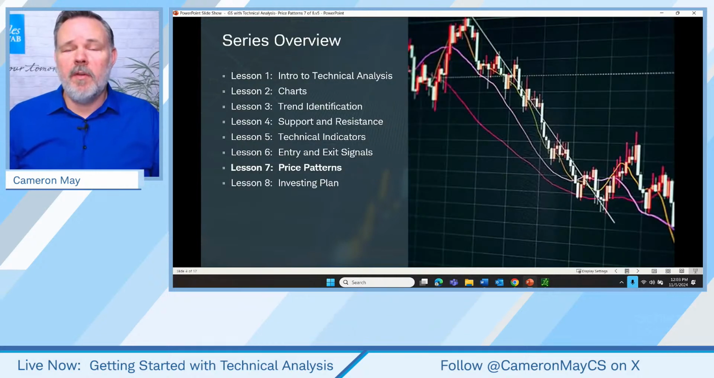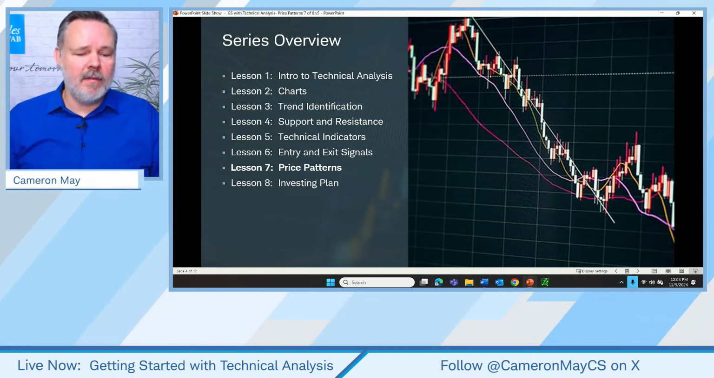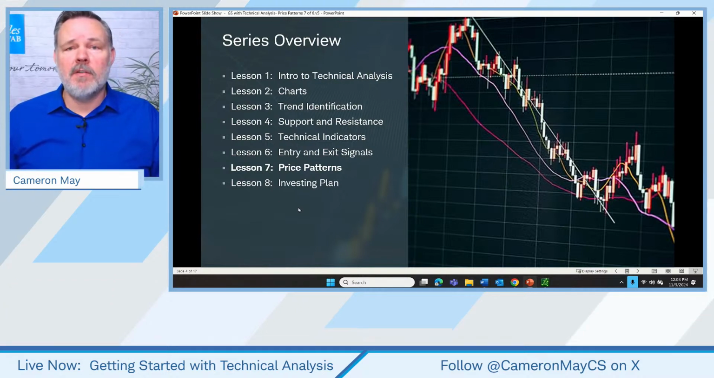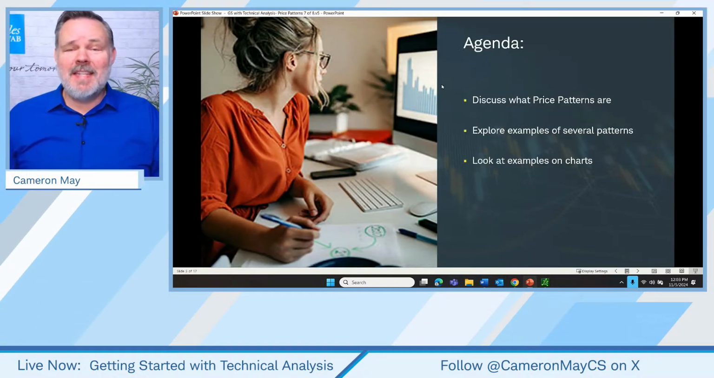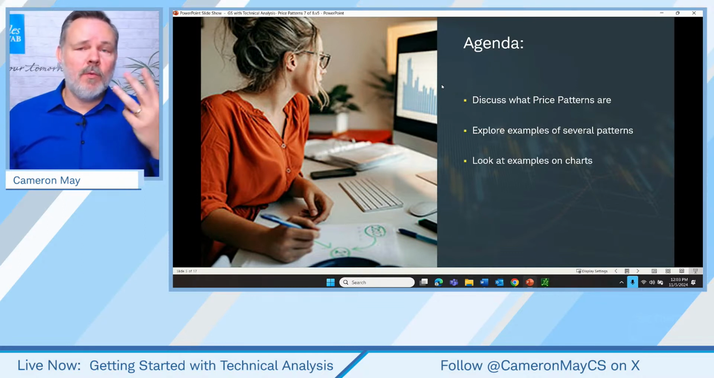So here's where we've been over the last 7 weeks in this 8-lesson series. Started off with just a basic introduction to technical analysis, worked through the first 6 lessons, bringing us today to that discussion of price patterns. We're going to wrap it up next time with building an investing plan, a set of rules to govern one's approach to trading. But for today, the agenda has 3 items.